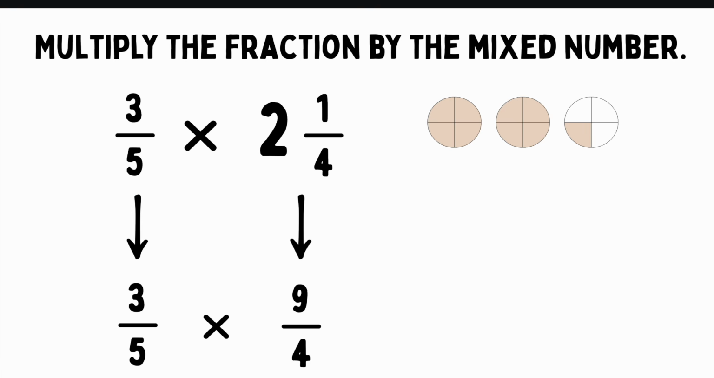Let's bring down this fraction, 3/5. And let's multiply the numerators. 3 times 9 equals 27. 5 times 4 equals 20.